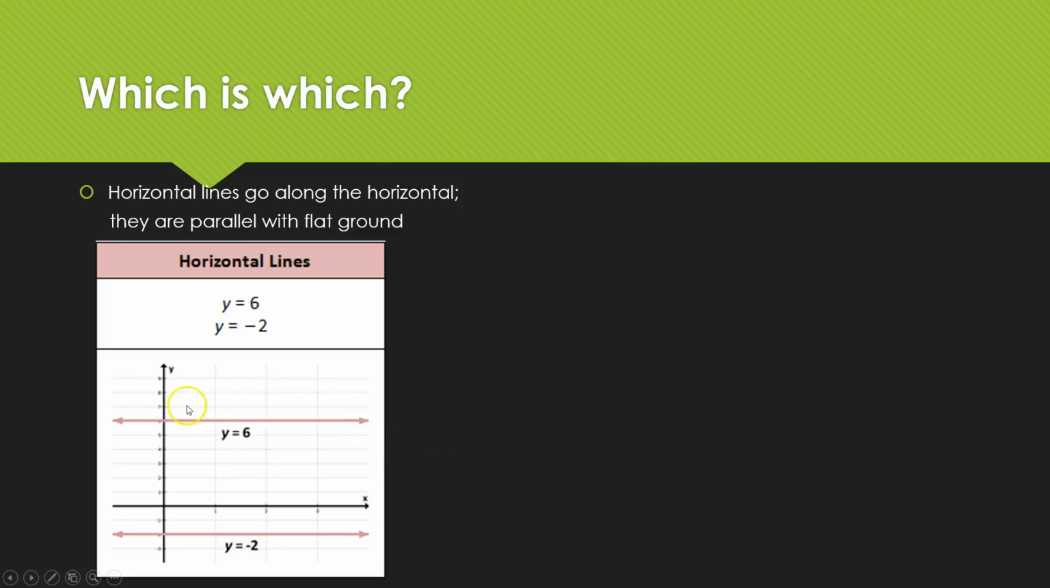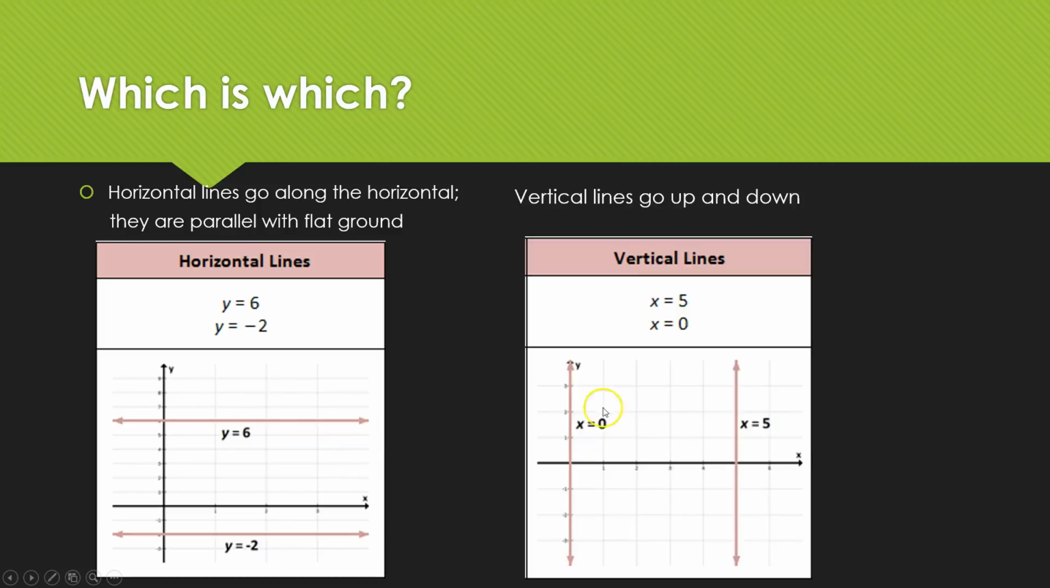So here's an example of two parallel lines here. We've got two separate ones. This is the x-axis, this is our y-axis. Vertical lines go up and down, and here's one that's chilling on the x-axis here, and here's another one that's vertical farther out on the positive x-axis.